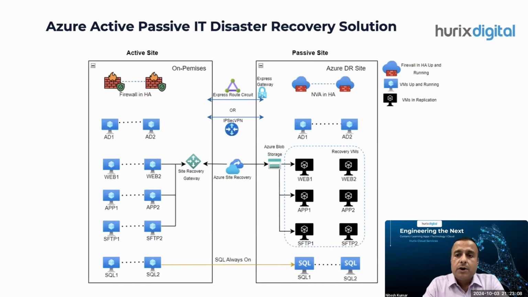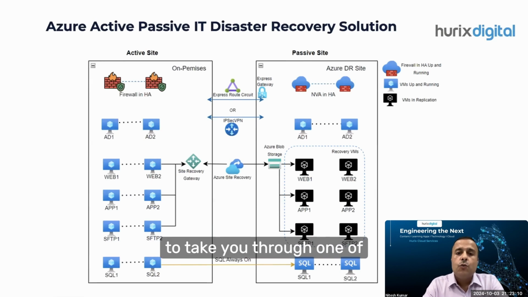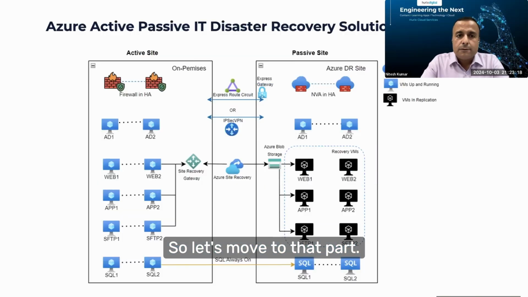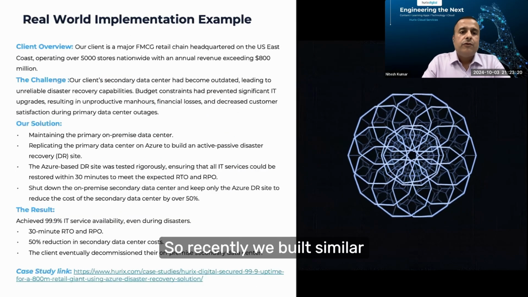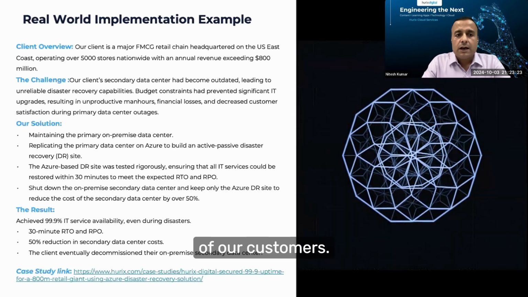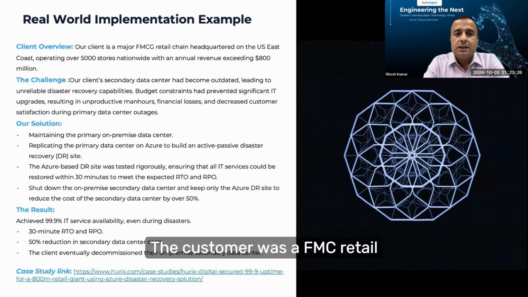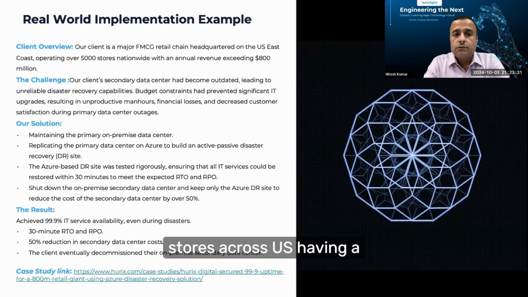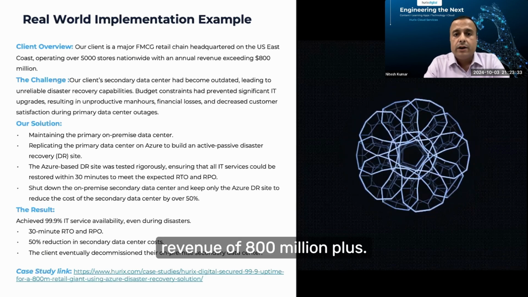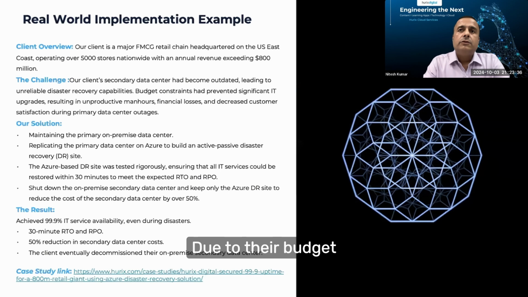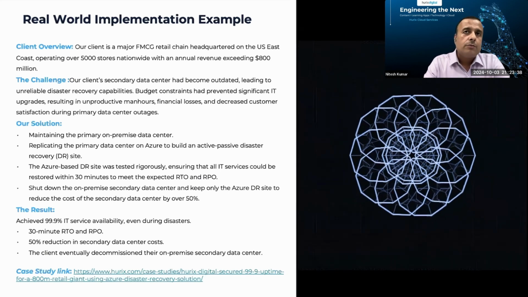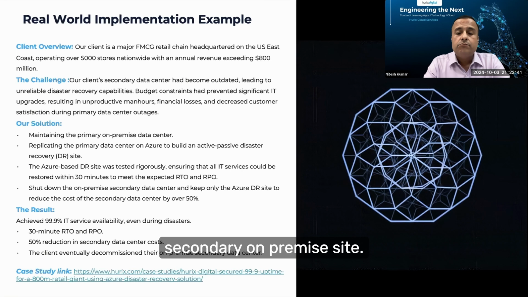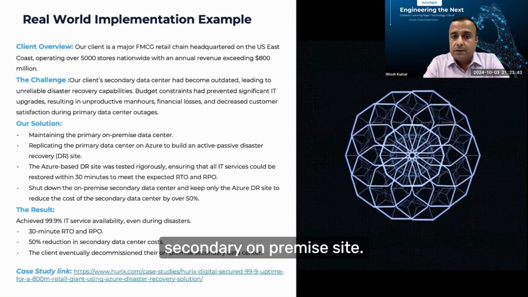As the next part of my discussion, I would like to take you through one of the real use cases that we implemented for one of our customers. So let's move to that part. So recently we built a similar solution for one of our customers. The customer was an FMCG retail chain, and they had 500 stores across the US, with a revenue of 800 million plus. Due to their budget constraint, they had not been investing in their secondary on-premise site.